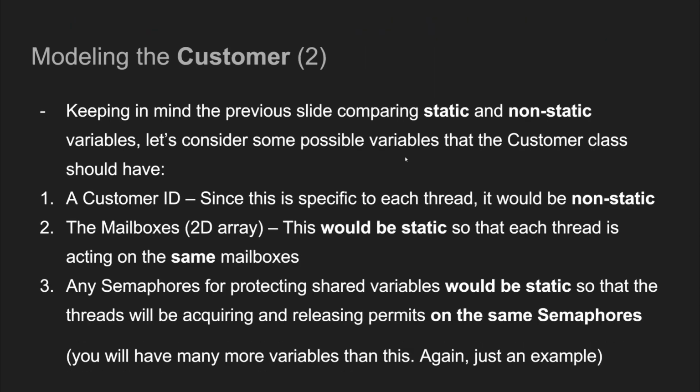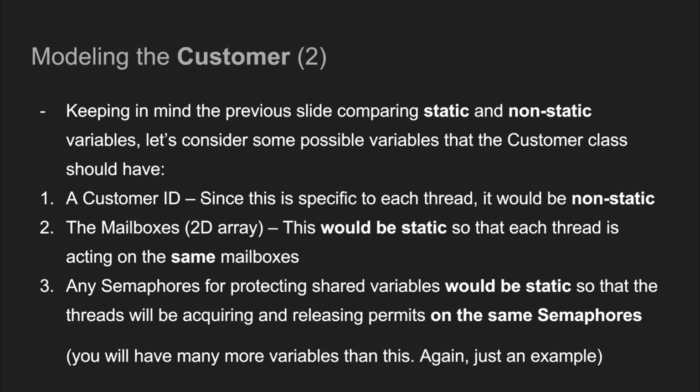So next up, we've got modeling the customer. This will be a thread. It's probably going to have a lot more variables than I list here, but think of everything that the thread would need to model a customer, and you can include that in the class, and you can specify if something's static and shared or non-static and unique to each thread.